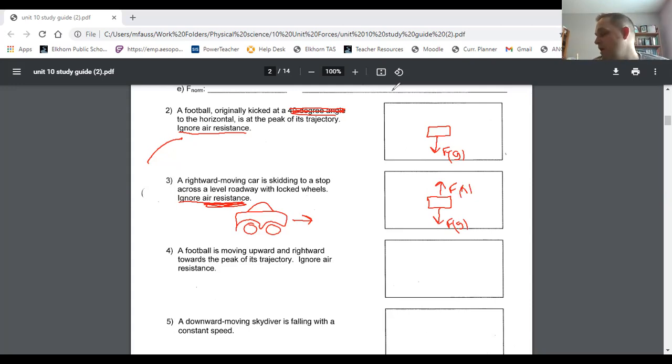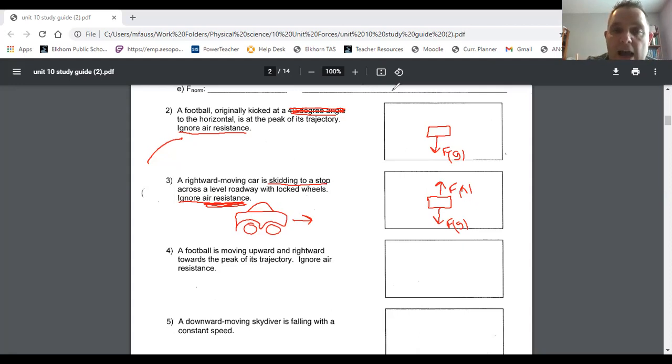Now, this is the trickier part. What is it talking about? We are skidding to a stop. Well, what do we have here then?